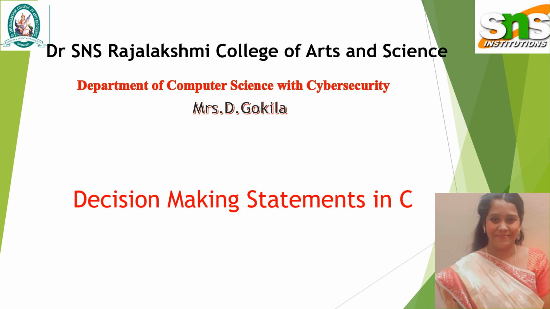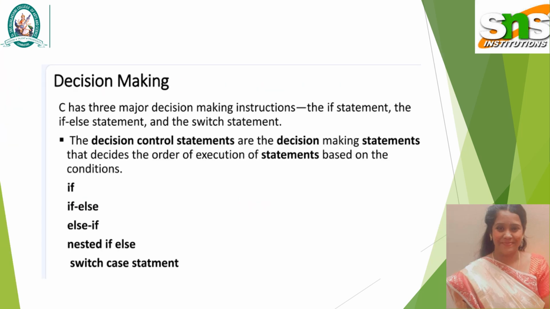In the previous class we have seen about the data types. Now we are going to see about the decision making statements in C programming. What is a decision? When we have a problem, we take two types of decision, either to go this side or that side. Likewise, C programming has three major decision statements: if, else and switch statements.